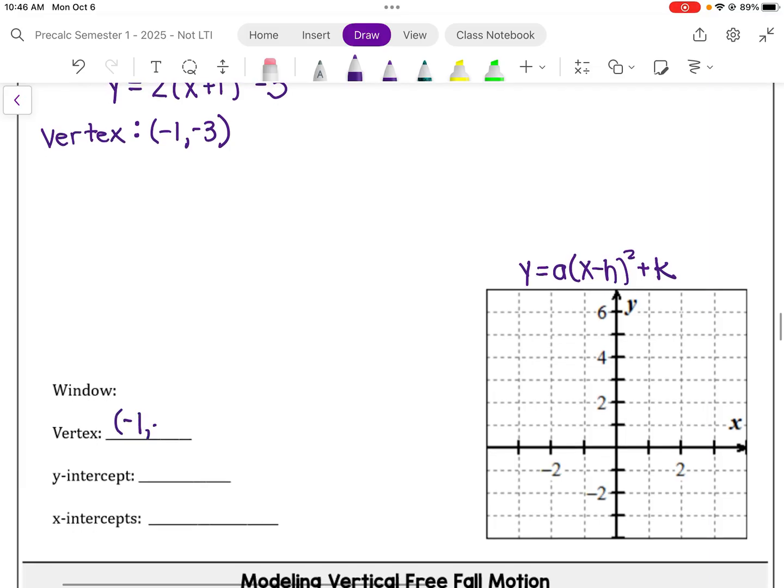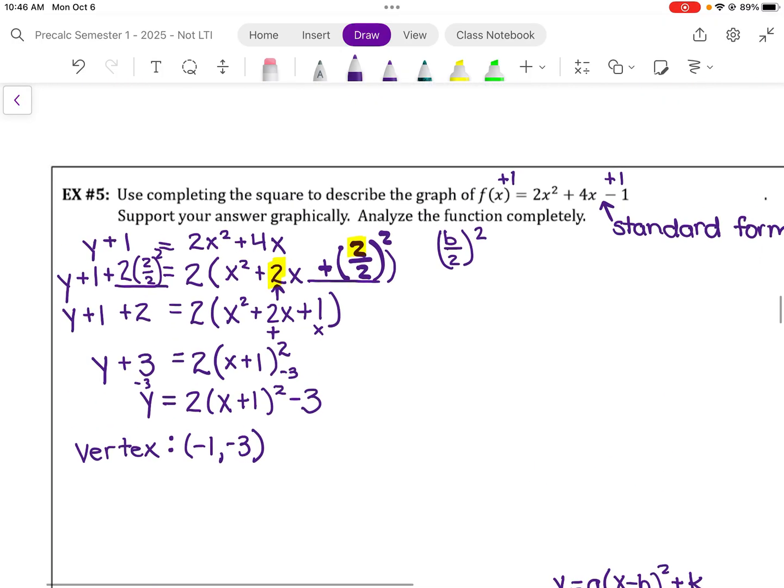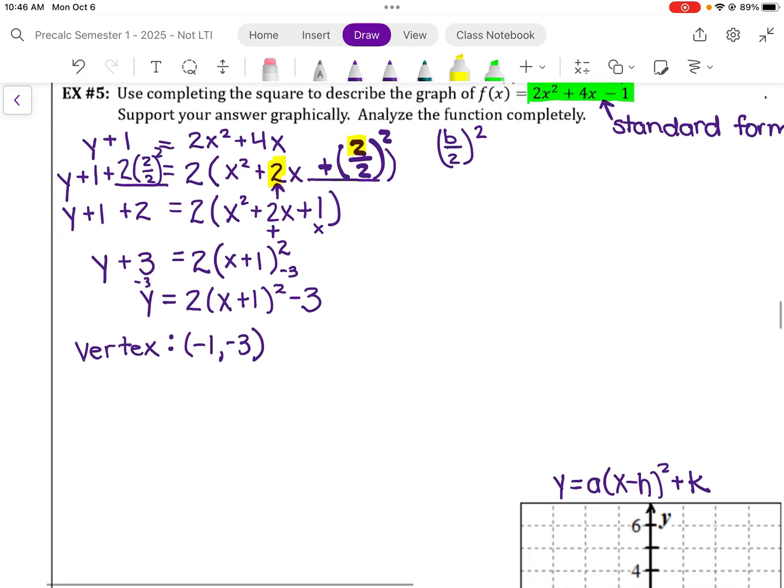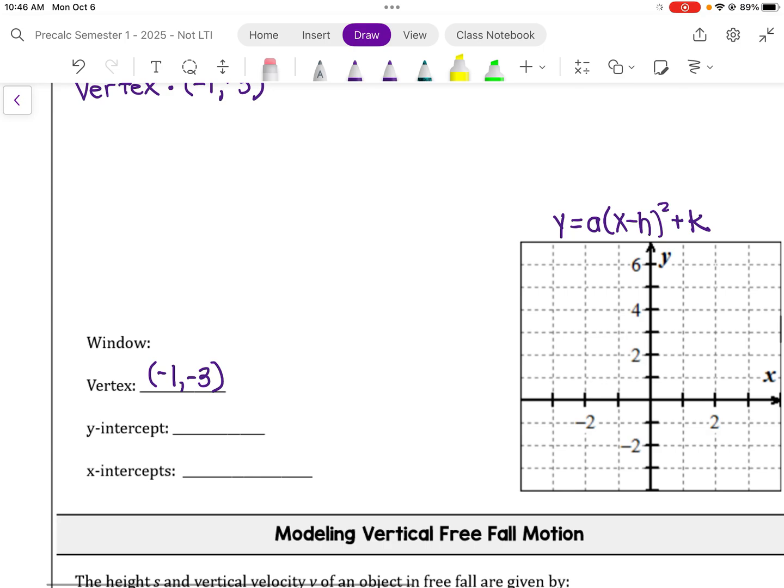Okay. The y-intercept is always easiest when looking at standard form. So going back and looking at this right here, plug in 0. What is 2 times 0 squared plus 4 times 0? Oh, that's 0. And then minus 1 is negative 1. Oh, I need my pen back.